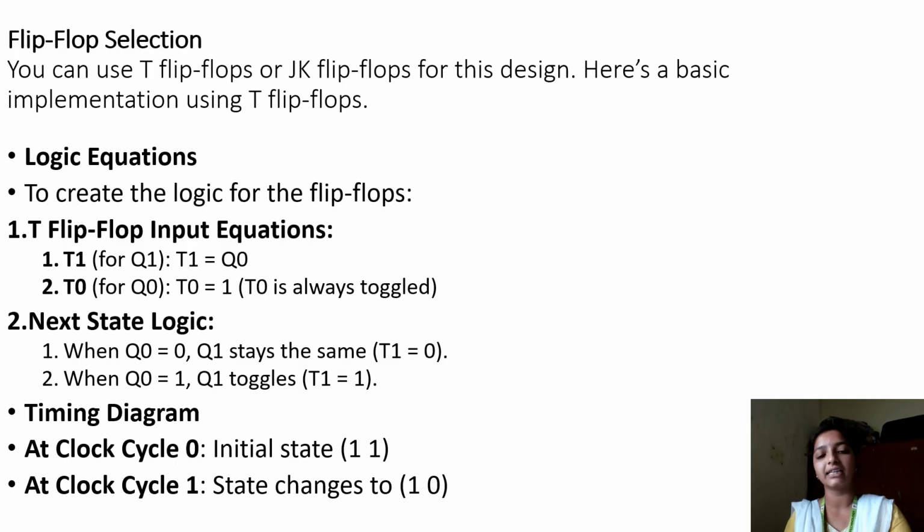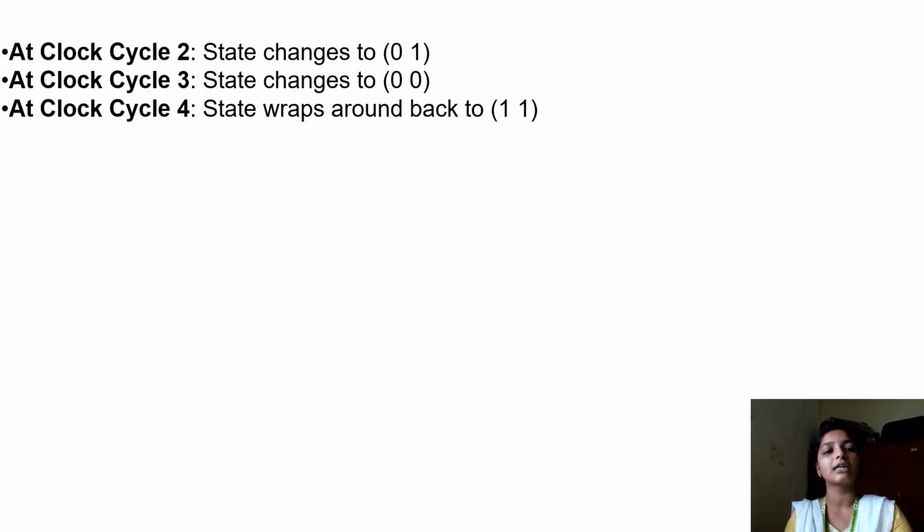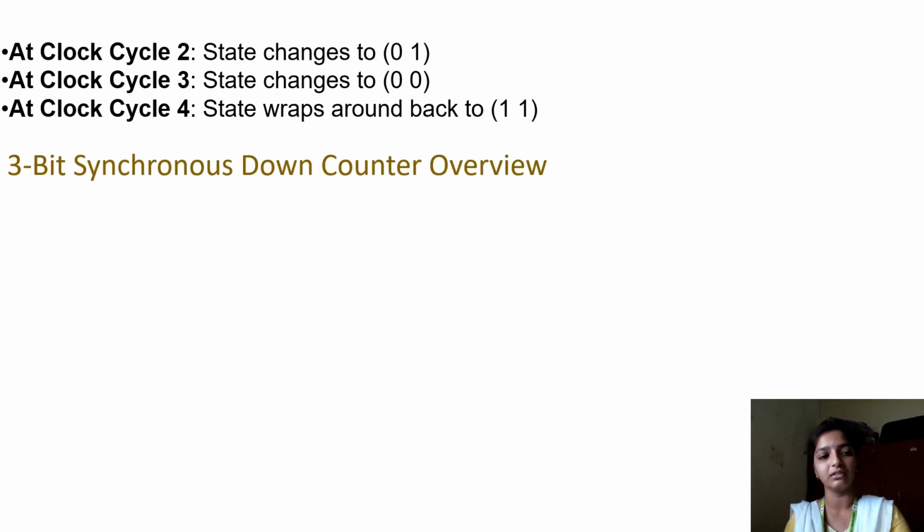At clock cycle 1, state changes to 1, 0. At clock cycle 2, state changes to 0, 1. At clock cycle 3, state changes to 0, 0. At clock cycle 4, state wraps around back to 1, 1.